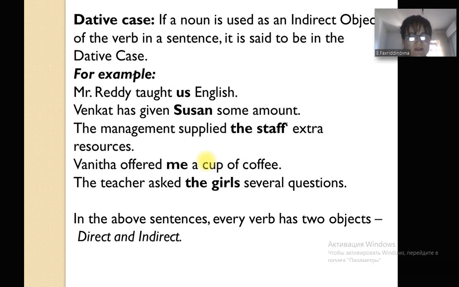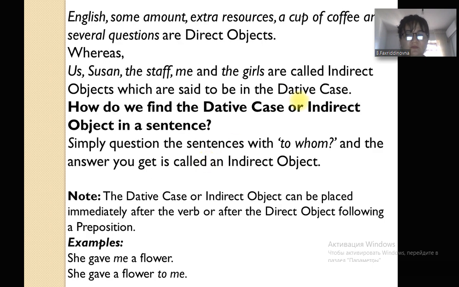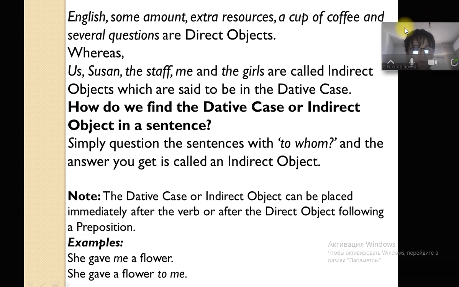In the above sentences, every verb has two objects, direct and indirect. English, some amount, extra resource, a cup of coffee, and several questions are direct objects. Whereas us, Susan, the staff, me, and the girls are called indirect objects in the above sentences, which are said to be in the dative case.